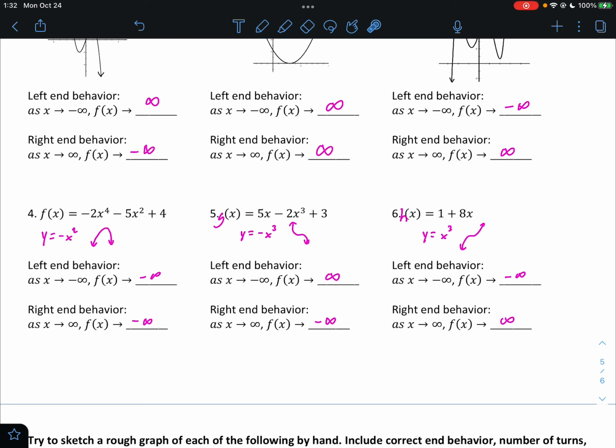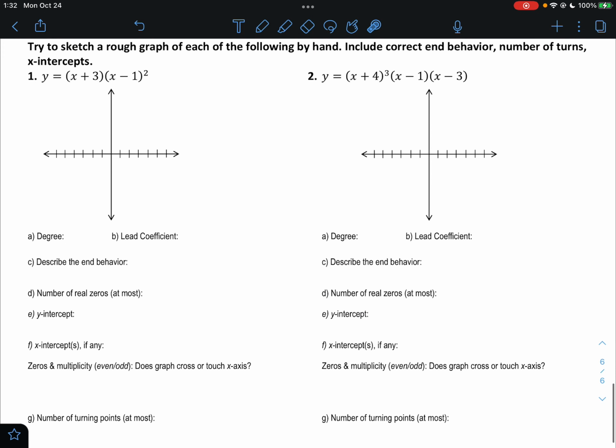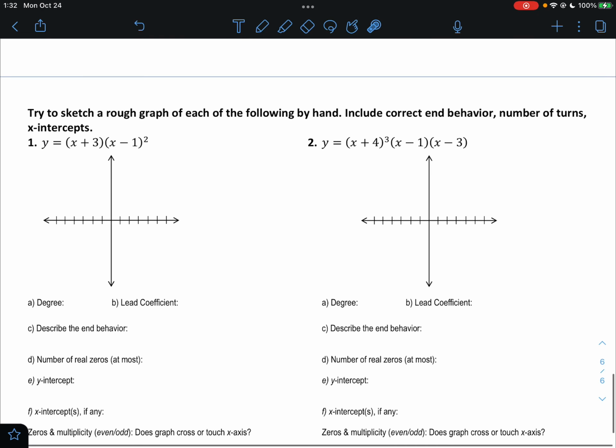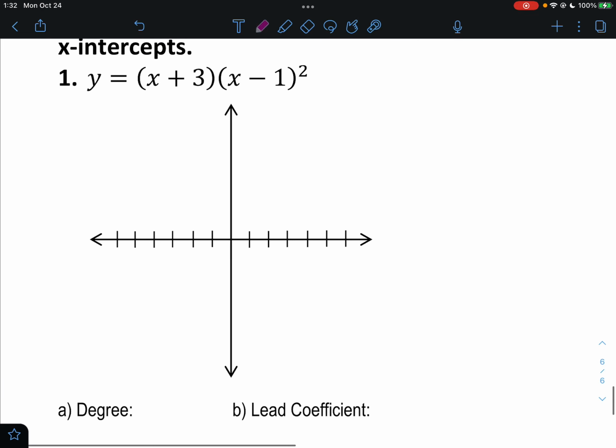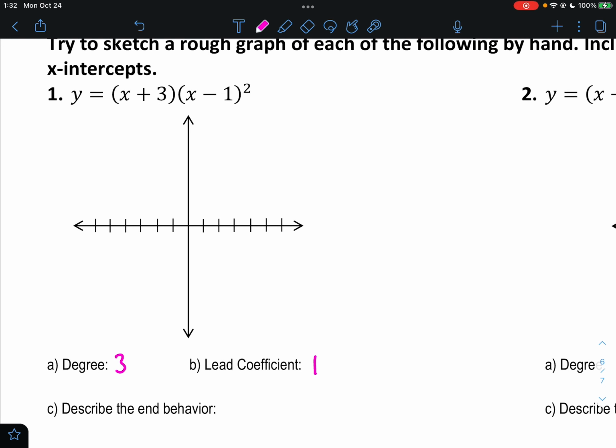So this all leads us into these last two problems. Here's what we want to be able to do. Here's our function. We're going to lead through all these things here, and then we'll graph it at the end. So the degree, this is a 1 here, is 1 plus 2. So the degree is 3. The leading coefficient, if we multiply this out, 1 times 1 is just going to be 1. So this is going to be like a y equals x to the third graph.